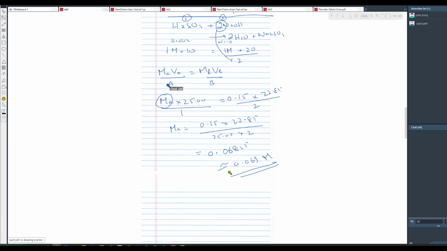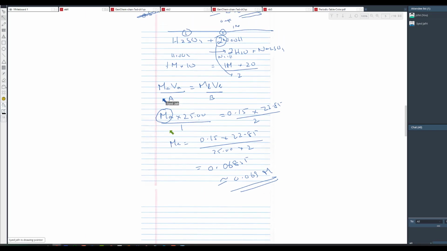This A means the coefficient when you're writing the equation. What is the coefficient? If the coefficient is 1, just put 1. If it is 2, just put 2 and you will get that. Got it. Yes, sir. So that's the easiest way to do it.